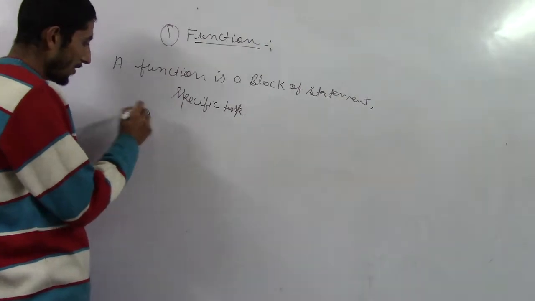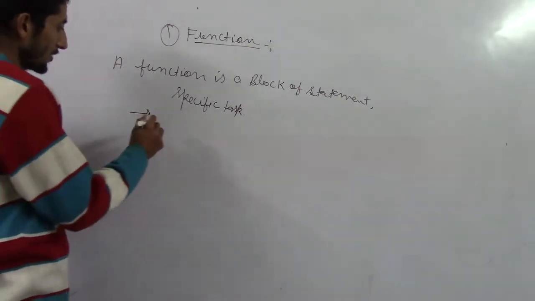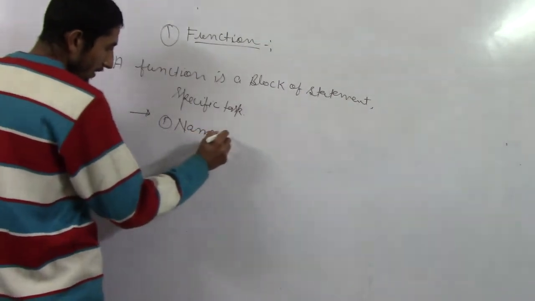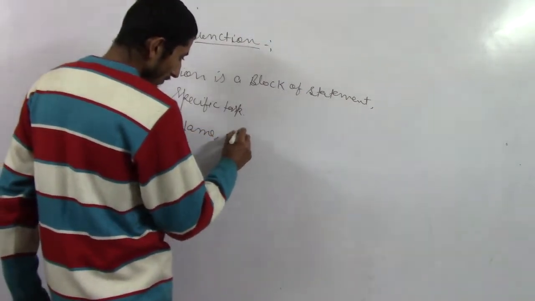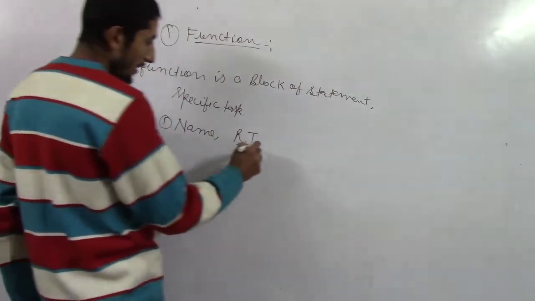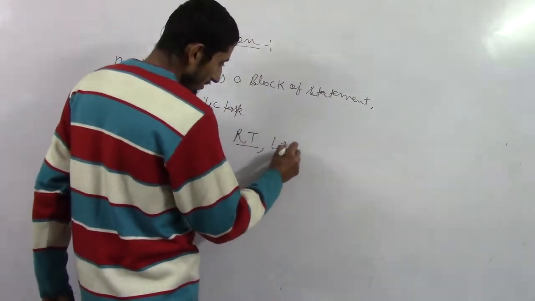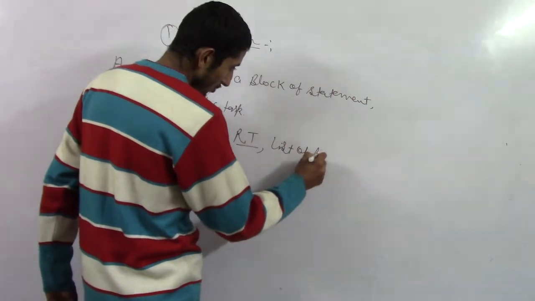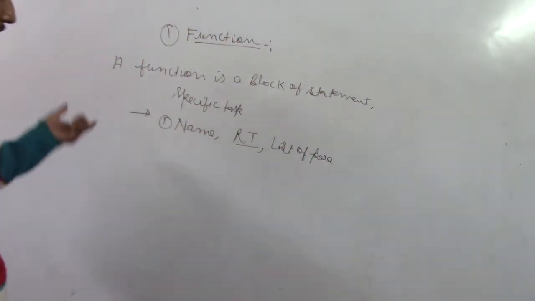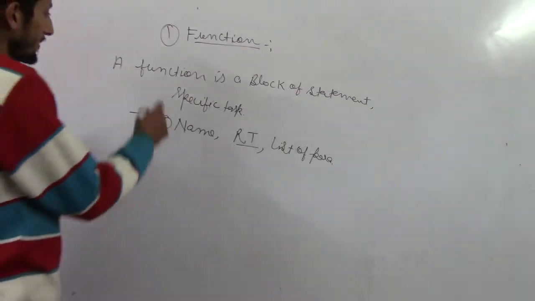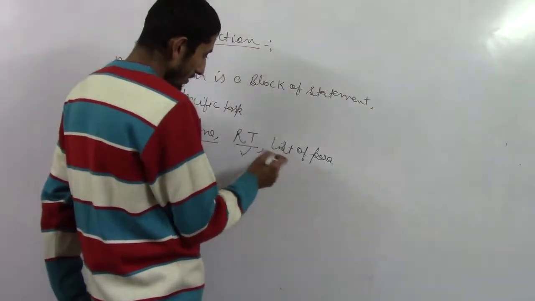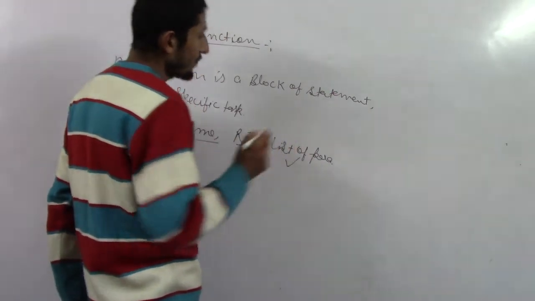Like a variable, a function has three things. First of all, the name of the function, then the return type of the function. I will write RT; RT means return type. And last, the list of parameters. Let me explain one by one. A function is a block of statement that can perform a specific task. A function has a name, return type, and list of parameters.